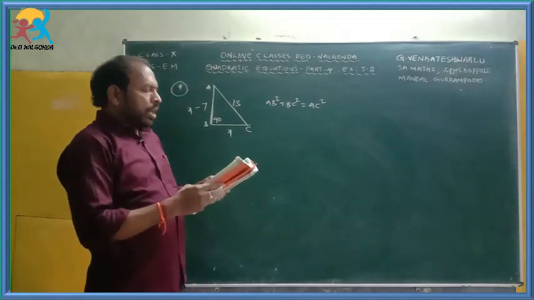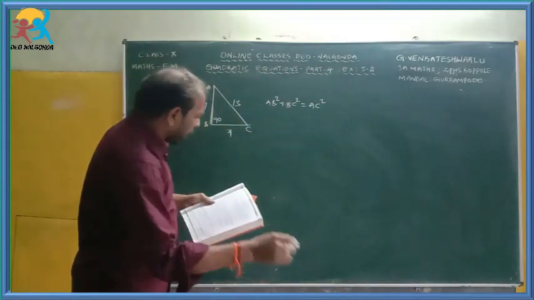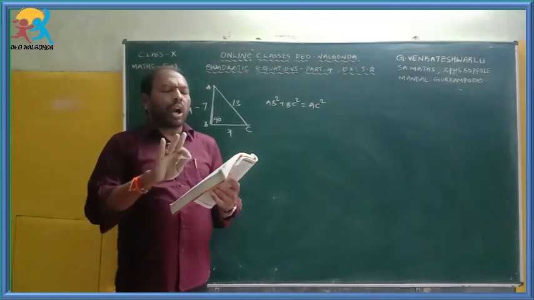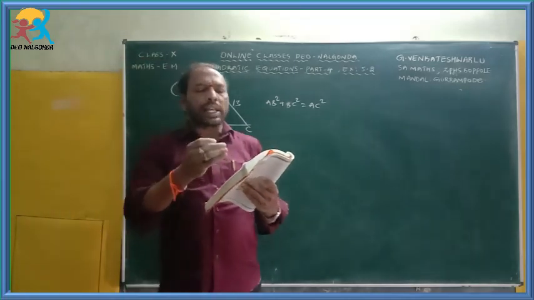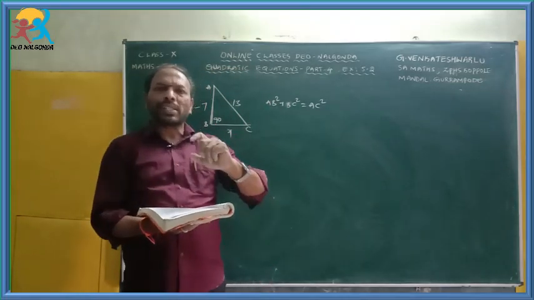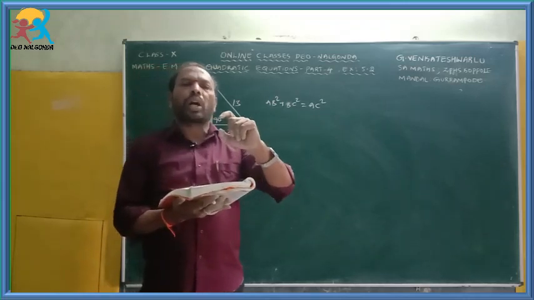Next, the fifth one, problem number 5. What is given in problem number 5? Here also, look here. I am giving this as homework to you. A cottage industry produces a certain number of pottery articles in a day.